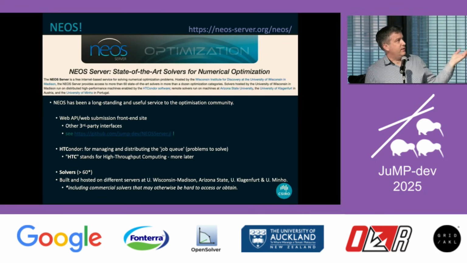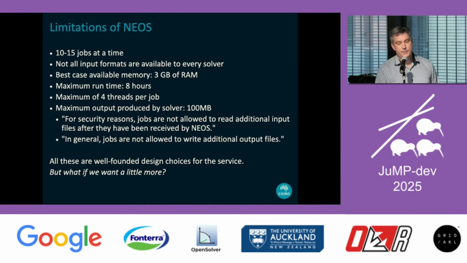And what's the heart of Neos Server? It's this other technology, also from the University of Wisconsin-Madison, which is where Neos lives, called HTCondor. That stands for high throughput computing, and I'll try to talk a bit about what is high throughput computing and why it's different to high performance computing. The other cool thing about Neos is that there's over 60 solvers. Some of them are commercial that you wouldn't necessarily be able to easily set up, and that's all set up for you.